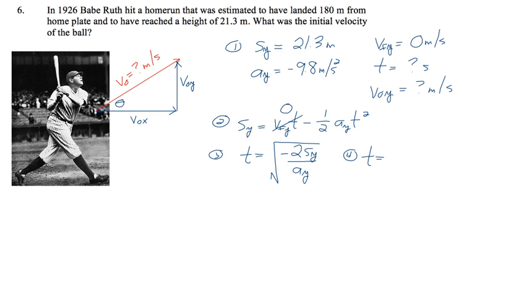And the time is going to equal 2 SY over AY. And so for SY, we're going to put in, and the minus. Okay, so don't forget the minus. So it's going to be 21.3 meters and minus 9.8 meters per second squared. And if you solve that, what do you get? It looks like it's going to be somewhere about 2.08.